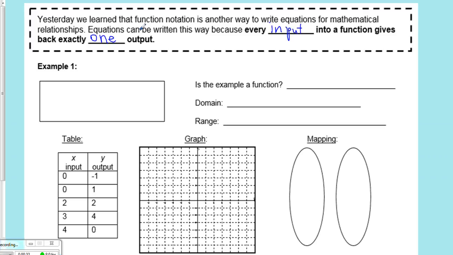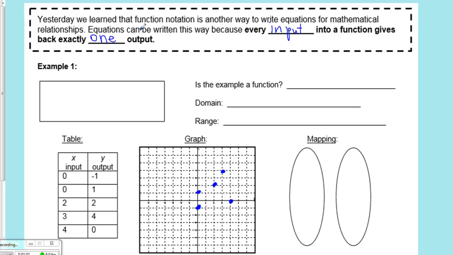We have a table that's filled out, but we have an empty box for a list of coordinates, an empty graph, and an empty mapping, which I'll explain in just a second. So for now, let's just take this table and turn it into a graph. Okay, so 0, negative 1. There's the point. 0, positive 1. There's our point. 2, 2. There's our point. 3, 4. And 4, 0. There's our points on a graph.